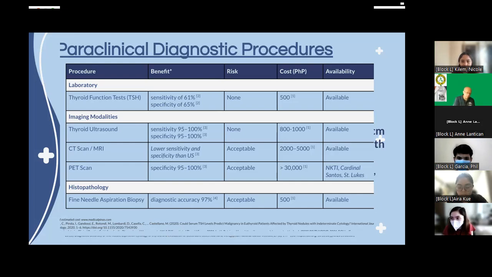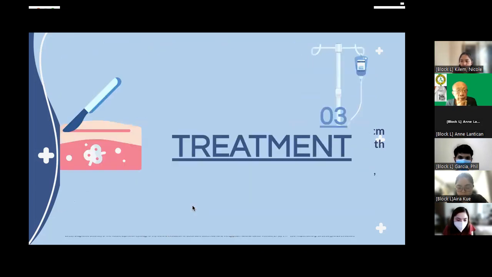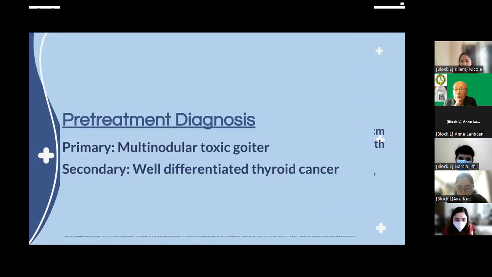Yung operations naman, okay, total versus subtotal. Okay, first of all, let me ask quick questions. Why did they decide to operate, mga residente? Were they suspecting malignancy already? Sir, they were considering malignancy na po. Yun po, nag-commit na po sila.